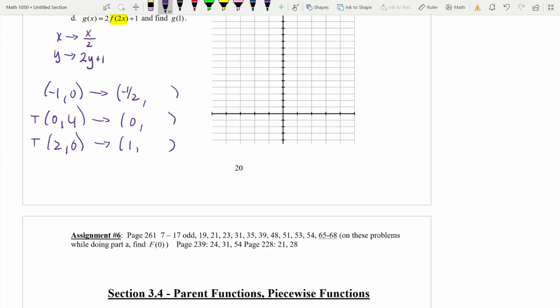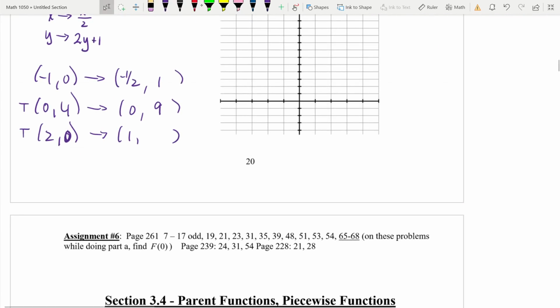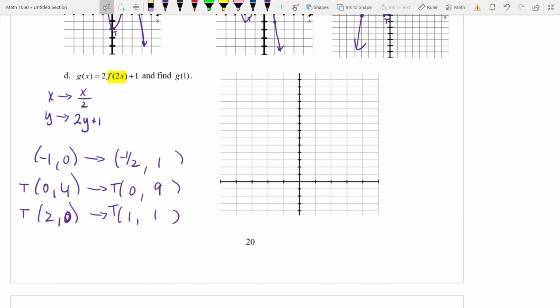0 times 2 is a 0. 0 plus 1 is a 1. 4 times 2 is 8. 8 plus 1 is 9. This is 2, 0, I think, right? Yeah. 0 times 2 is a 0. 0 plus 1 is a 1. Put T's right here. Do I have any reflections? Talk to me about reflections. Yes or no, everybody? No reflections.